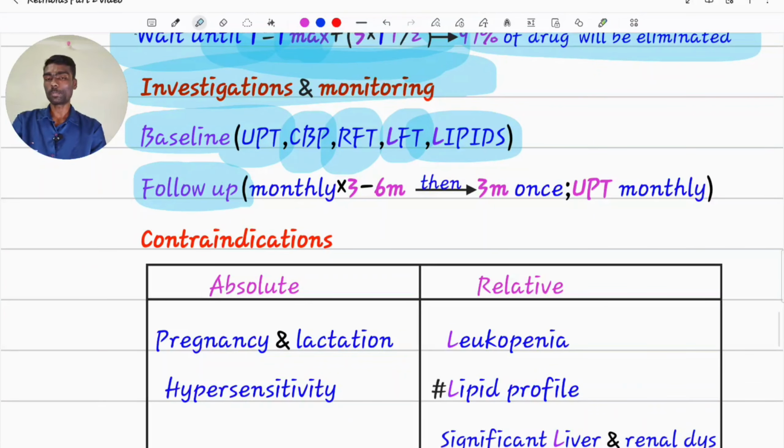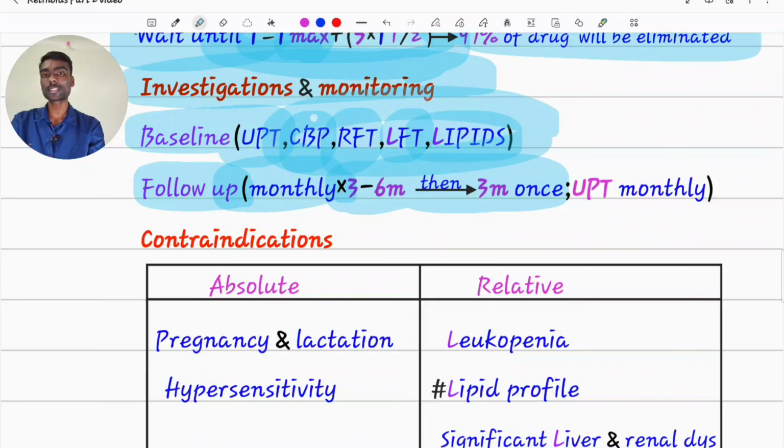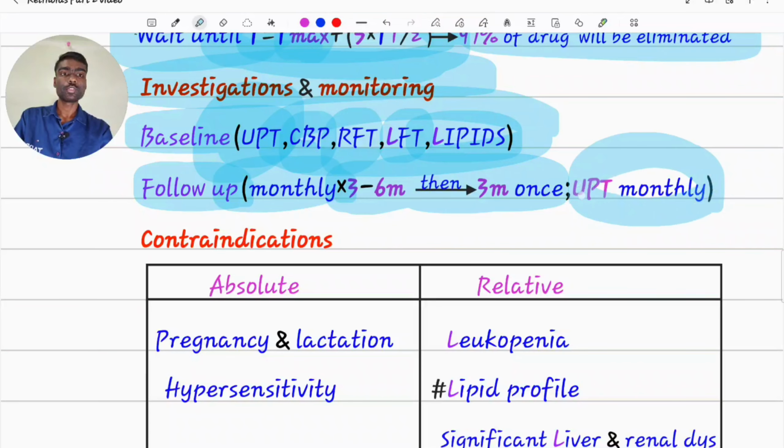Then follow up. Monthly we have to follow up for 3 to 6 months. Then 3 months once we can follow up with all these blood tests except the urine pregnancy test, which is necessary every month mandatorily. After the 3rd month also we should do the urine pregnancy test in the 4th month, not like the rest of the investigations which we can do 3 months once later.